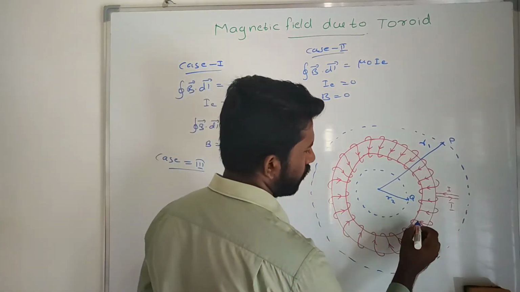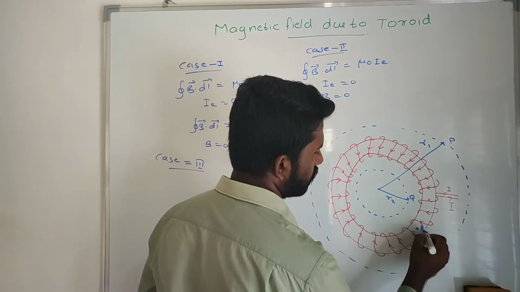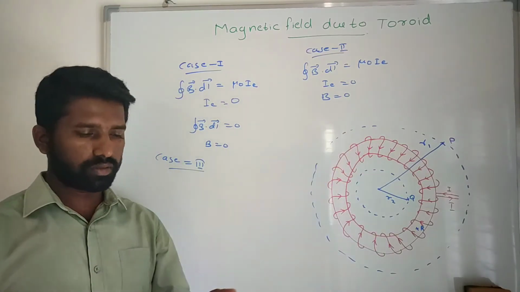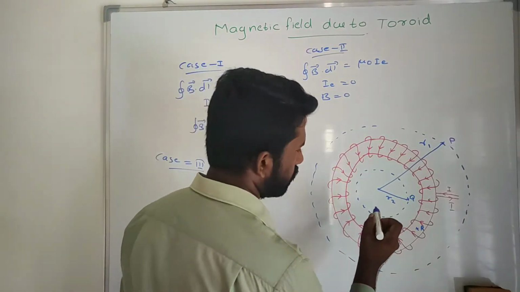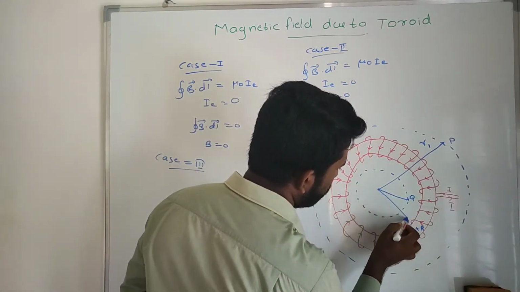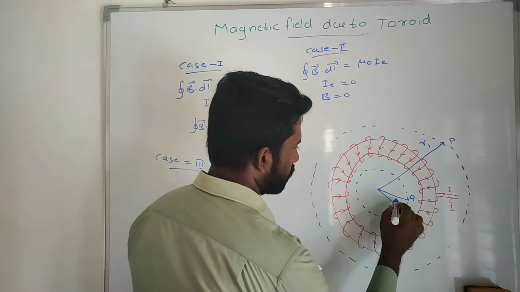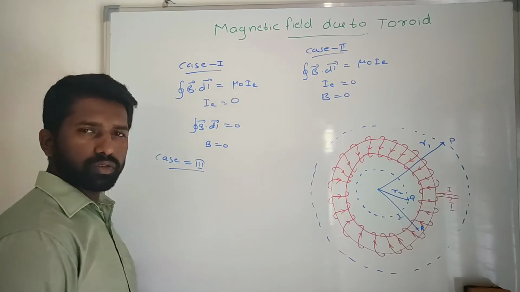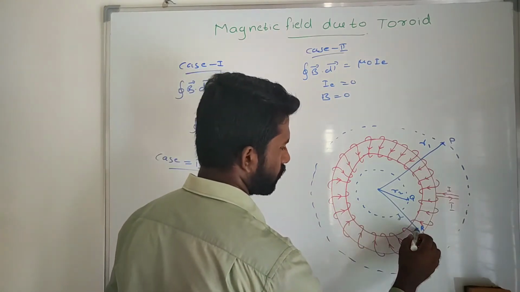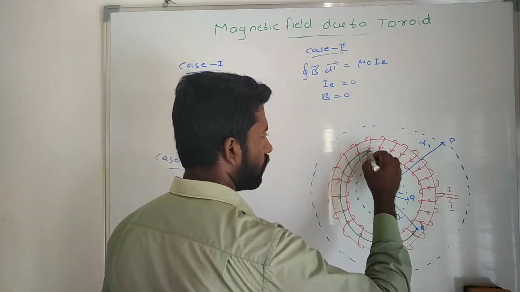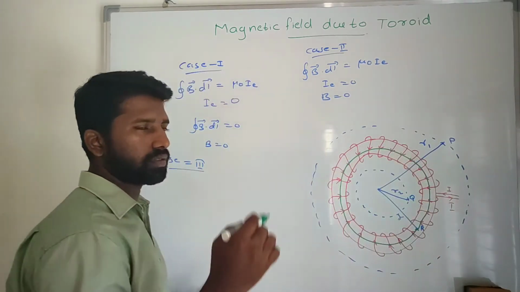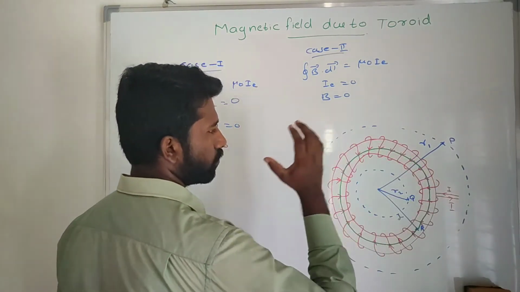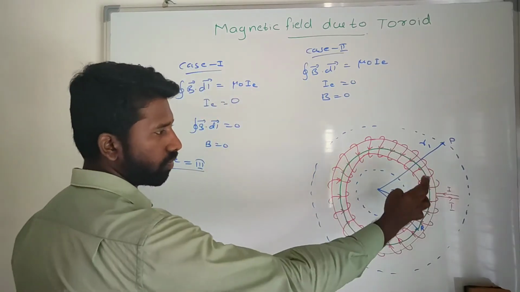In case 3, I am going to consider the point here, that is R. Point R is inside the toroid. So that point is at distance R from the center of the toroid. Then we need to imagine an Amperian loop. So I am going to imagine an Amperian loop in this shape. This is the Amperian loop. Clear?